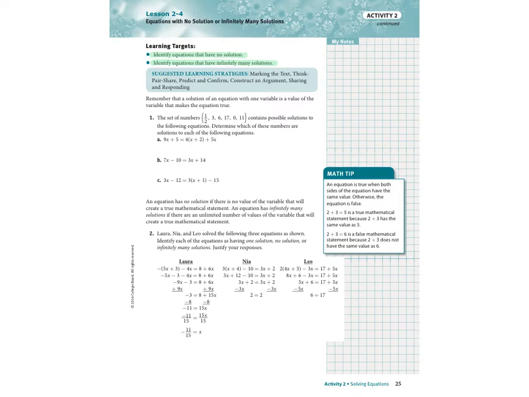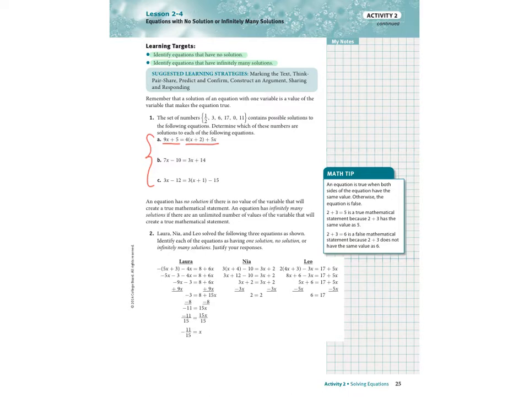Now, we're not going to actually do number one, but we're going to talk about the background of number one. It says, remember that a solution of an equation with one variable is a value of the variable that makes the equation true. So let's look at these three equations we have. We can see there are a couple of terms on the left side, and they equal some terms on the right side. We went through these past couple sections on how we can solve for x and figure out what is that one number that will make both sides of this equation equal each other.